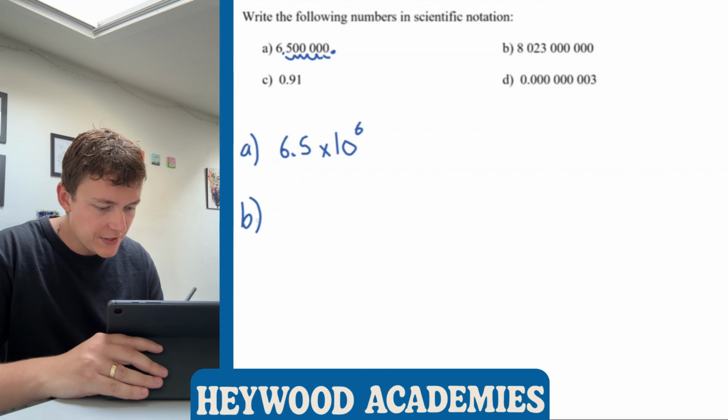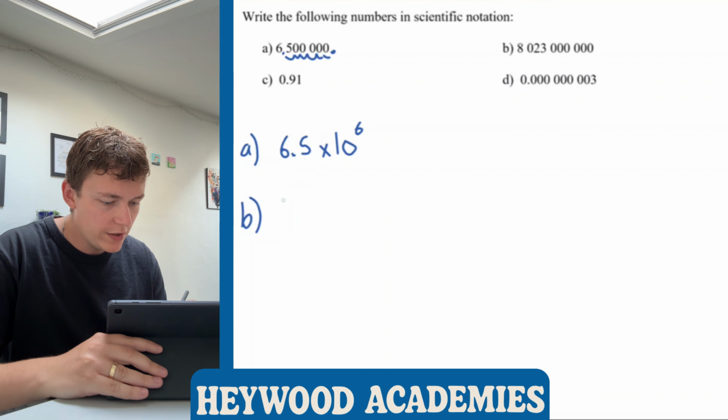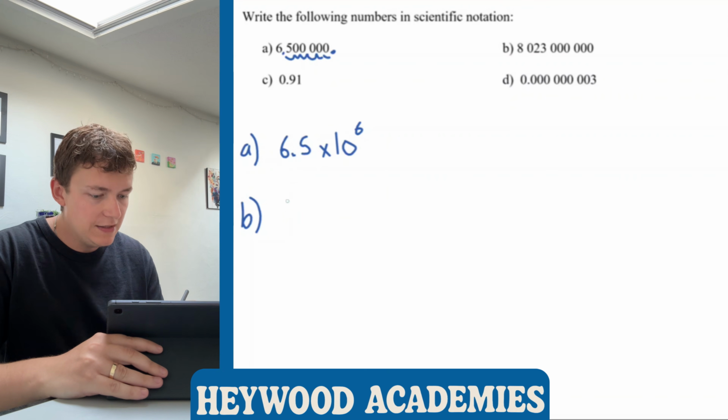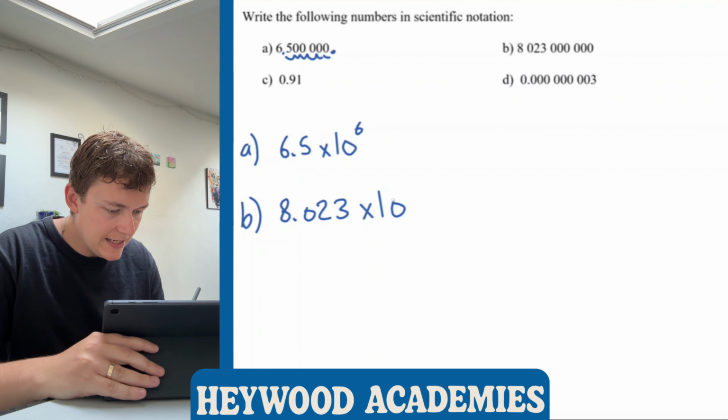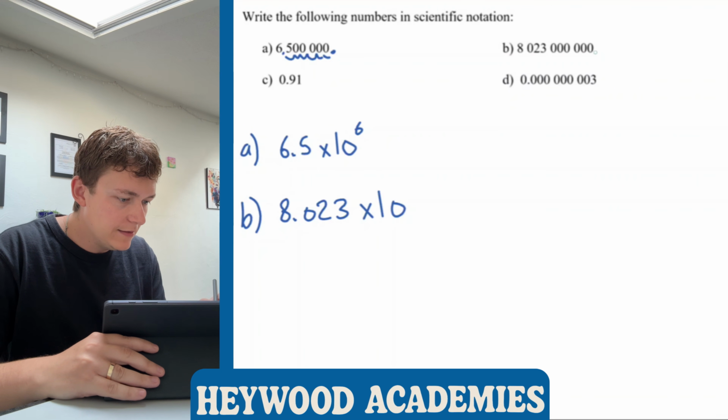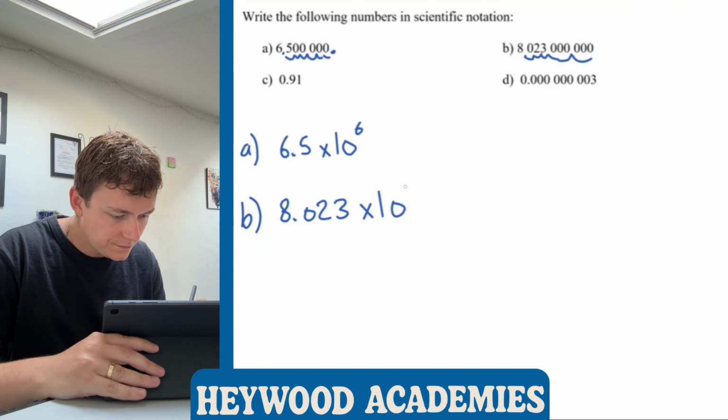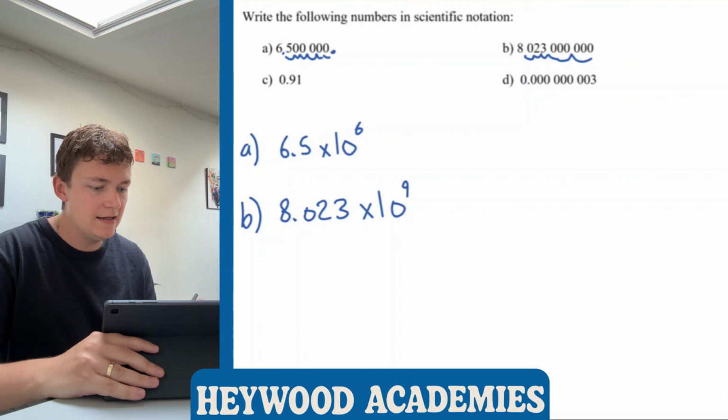Then we can do the same thing for the second one. We're going to include as many numbers as we need to past the decimal so that we don't lose any information. So we're going to write this as 8.023. The rest of them are just zeros, so we can stop there. And then we can go times 10, and then we got to count again. So they've grouped up these numbers here so it's a little bit easier to count. We can go 3, 6, 7, 8, 9. So that will be 10 to the power of 9.